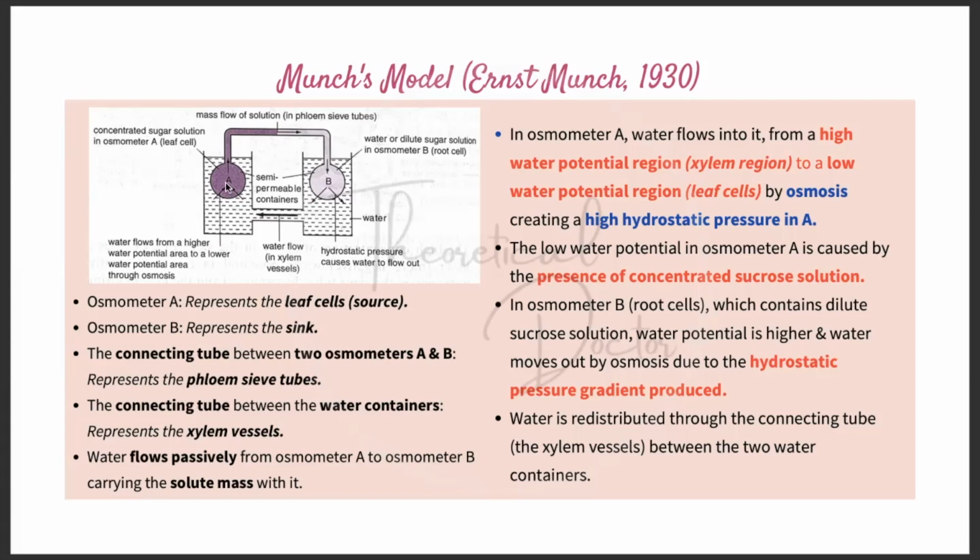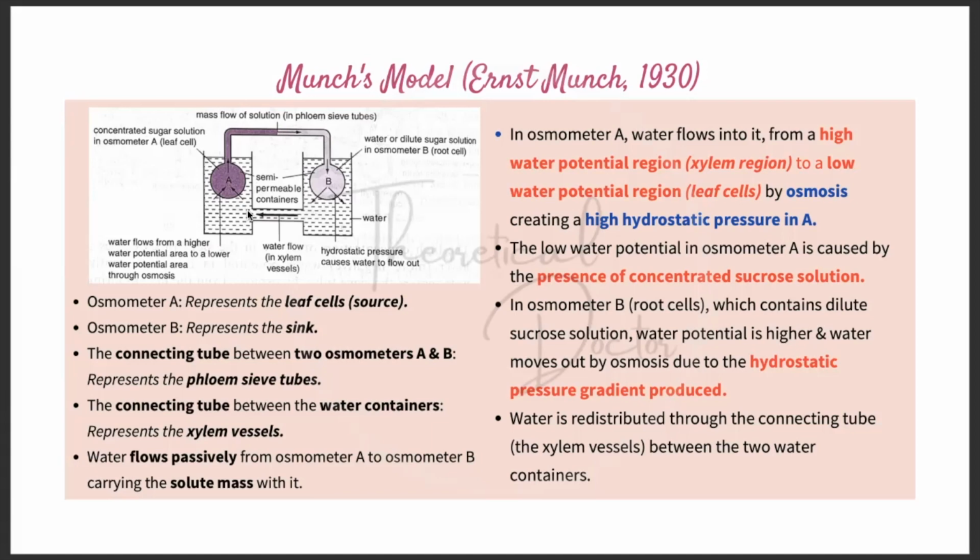Because over here there is water plus the sucrose, there is high pressure, it will push, because remember that the whole solution can't go anywhere, so it will push it over here and water will keep continuously moving out due to the pressure, which is due to the hydrostatic pressure gradient. So now when the water comes out, what happens? It's a cycle. They will be redistributed through the connecting tube, which is the xylem vessels between the two water containers.